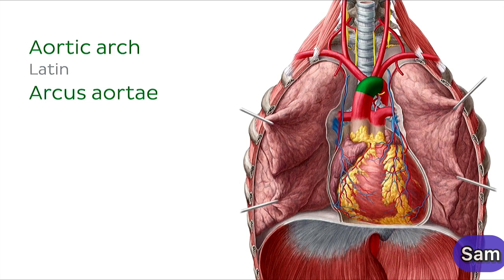And you can also see there are 3 big branches that come off the arch and ascend upwards. And these 3 branches are what we'll look at next.